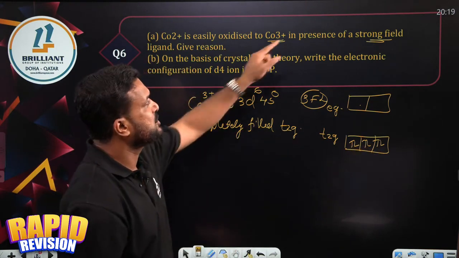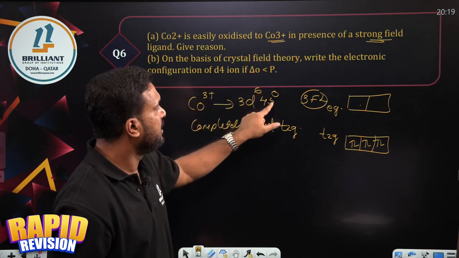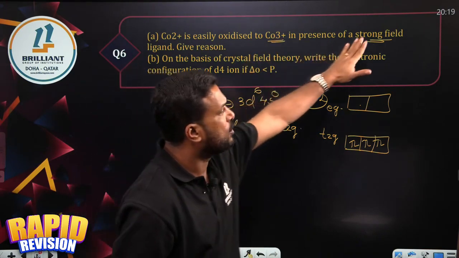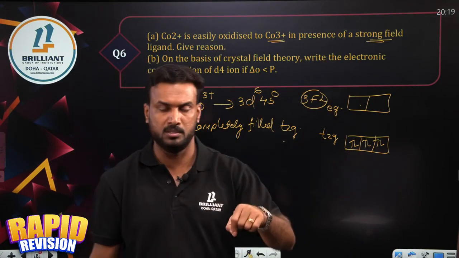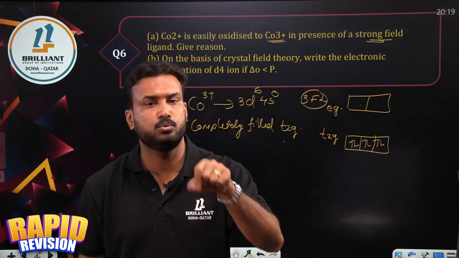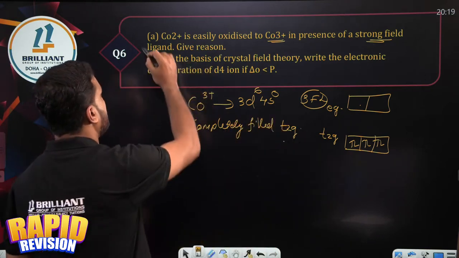So you have to say that a strong field ligand and Co3+ has 3d6 electronic configuration, and a strong field ligand can pair up the electrons and it will give completely filled T2G. So if completely filled T2G is there in your answer, they will give you marks. So the first one is over.